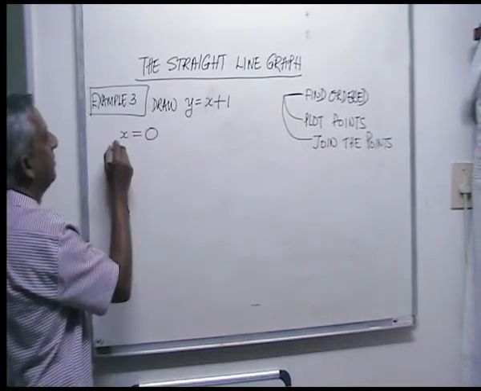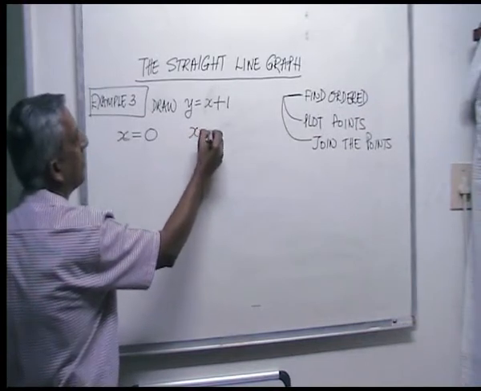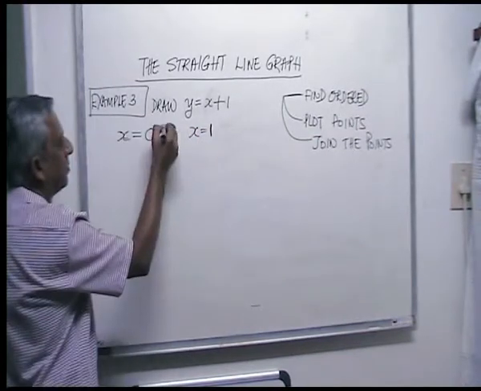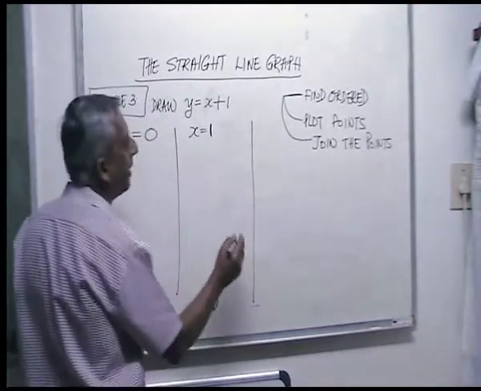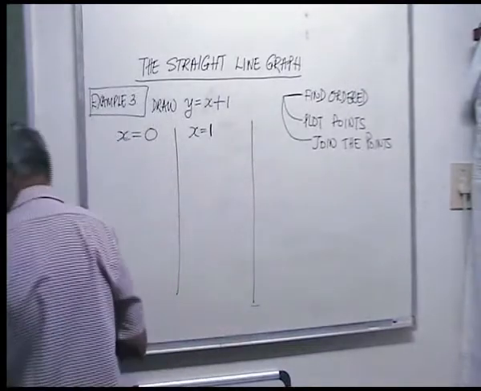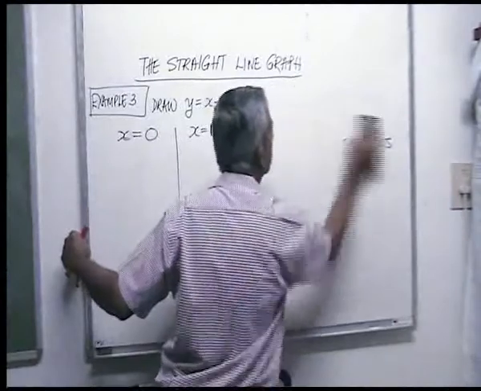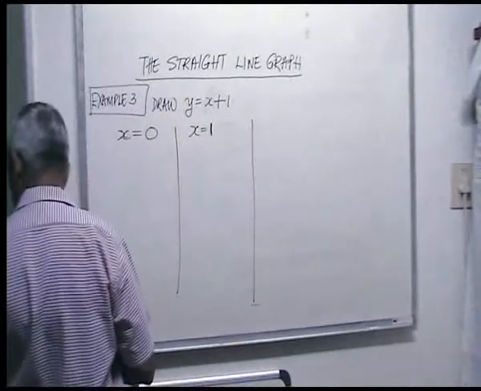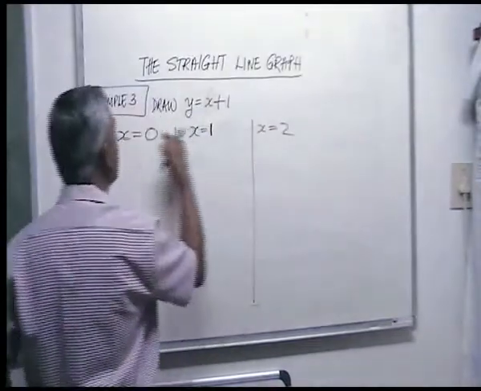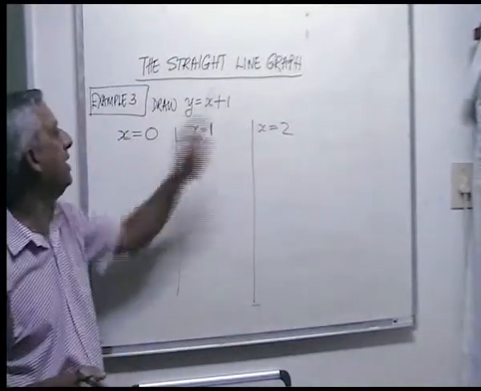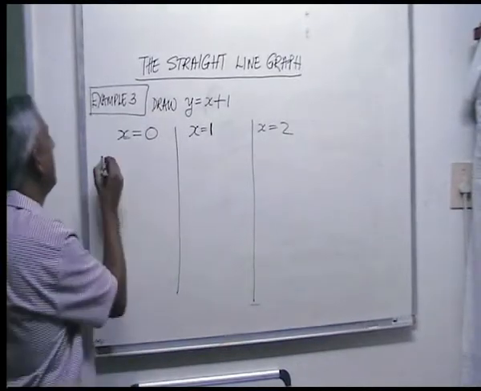x is 0. And suppose you said x is 1. And suppose you said x is 2. So you chose those numbers. Remember, it's your right. You can choose any numbers you like. You can choose even negative numbers. So now you have to substitute.